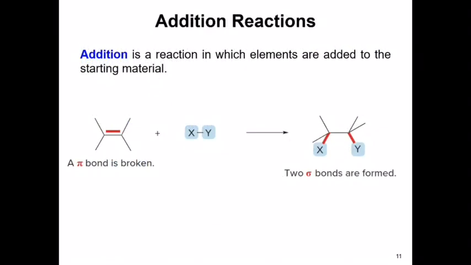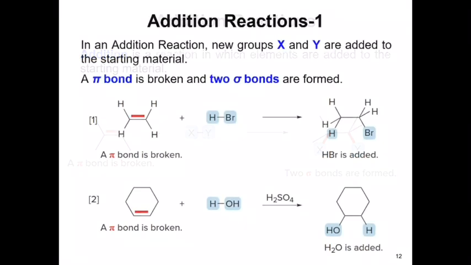And the third type of organic chemical reactions are the addition reactions. And an addition reaction is a reaction in which elements are added to the starting material. So this is the exact opposite of elimination reaction. You can see that in addition reactions, a pi bond is broken, right? So a pi bond is broken between these two adjacent carbon atoms, and two sigma bonds are formed in these two adjacent carbon atoms. So here's a few examples of addition reactions.